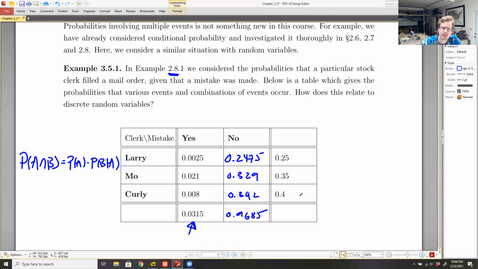0.9685. And then if you added all these probabilities up, of course, either you're going to make a mistake or you're not, or one of these three people are going to fill the order, and you should find that to have a probability 1.